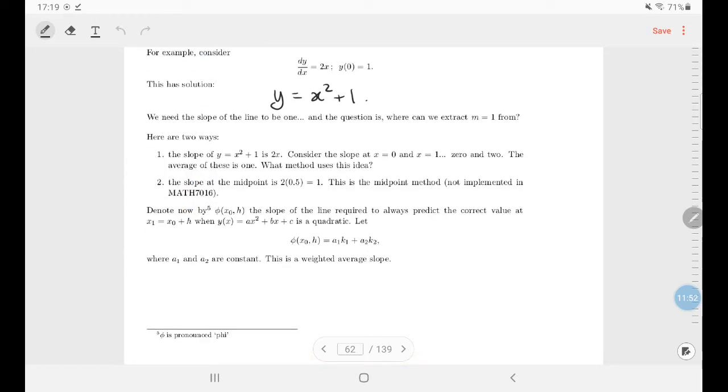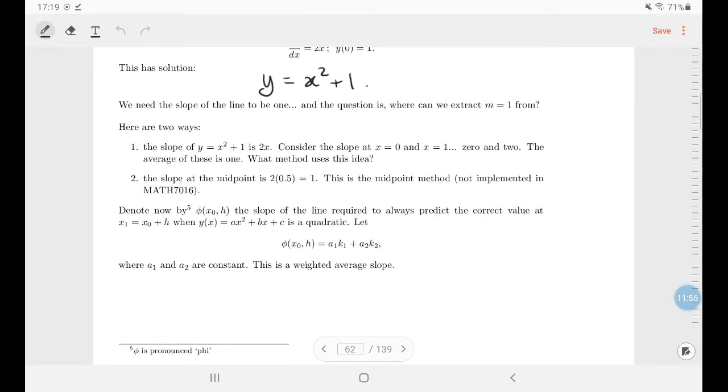So denote by phi the slope of the line required to always predict the correct value when the solution is a quadratic. So what we're going to do is suppose that it's a combination of 2 things. So this is a weighted average slope. K1 and K2 are both slopes. And you want to think of them at some points.